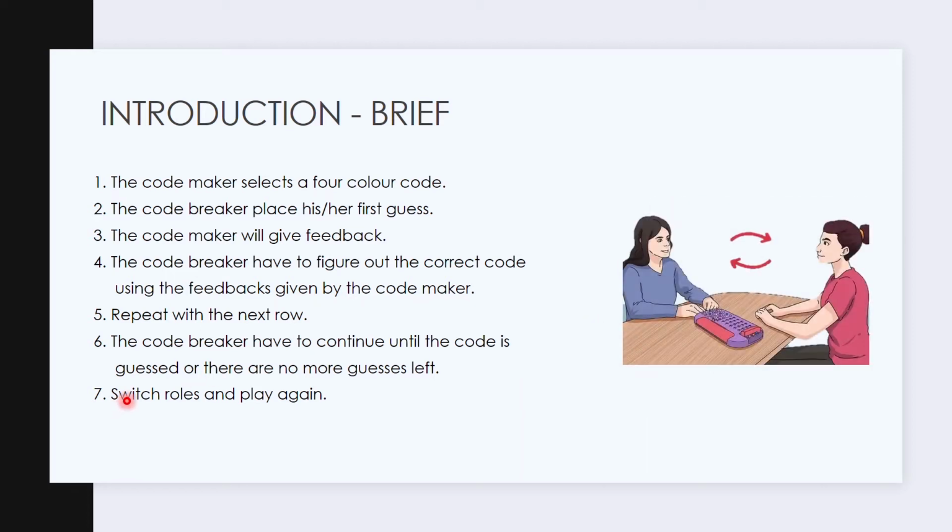The last step is, switch roles and play again. If you are playing a 2-person game, turn the board around so a different person invents the code and the other person guesses. This way, everyone gets a chance to play the main part of the game, guessing the code.